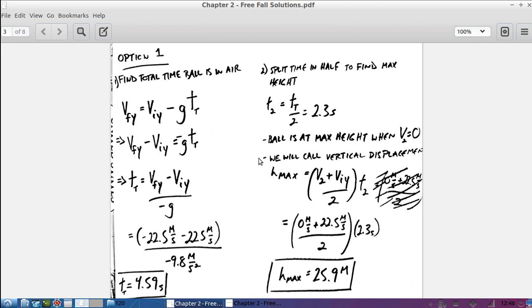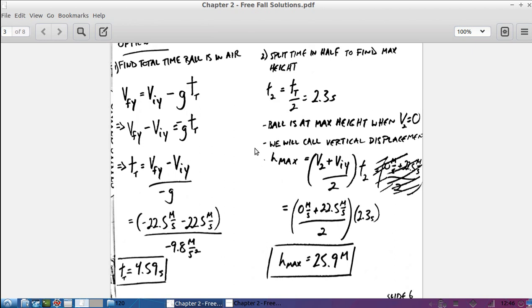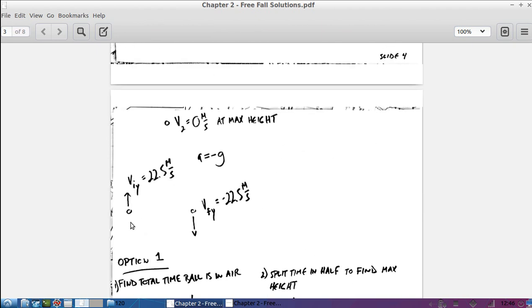I'm looking for the max height, how high the ball gets. So I'm going to call my displacement in the y direction, you'll see it written as h max sometimes. So what I did was I said v initial y was 22.5 meters per second. The final velocity now is the velocity it has up here, because I'm not concerned with the motion all the way up and all the way down. I'm just concerned with the motion all the way up.